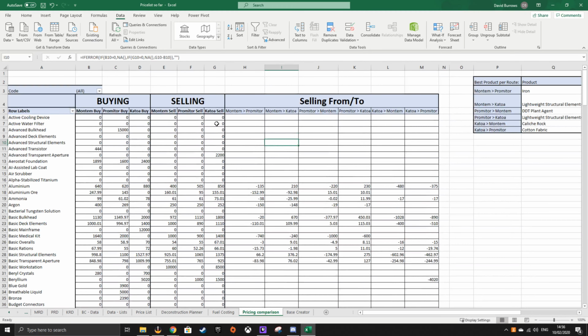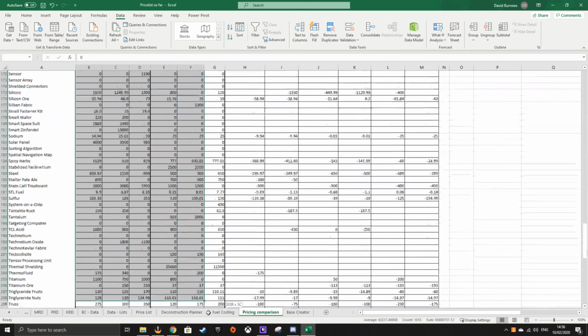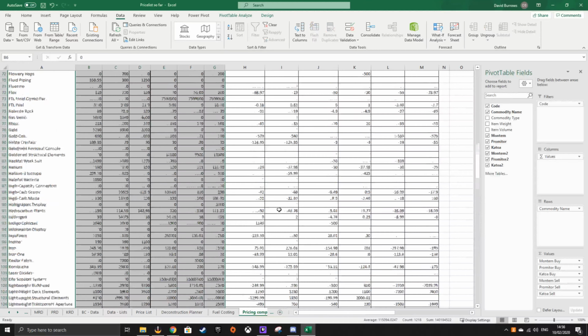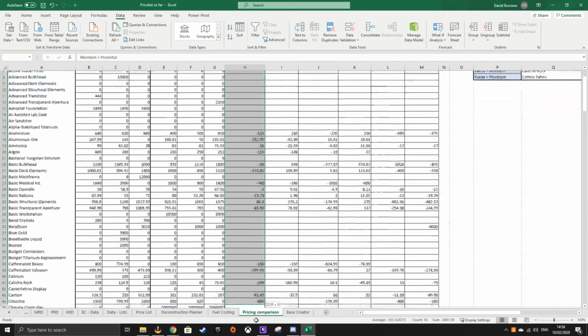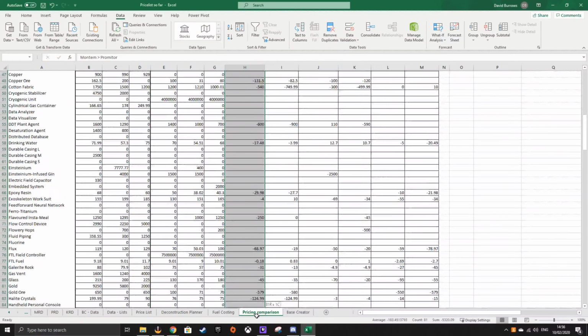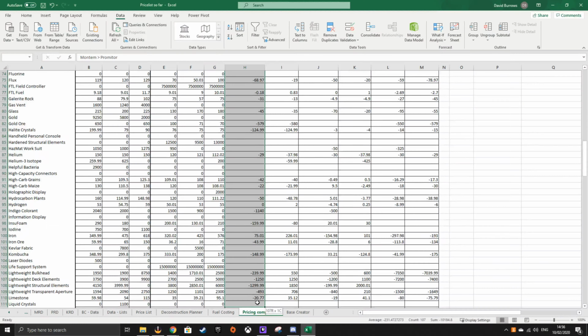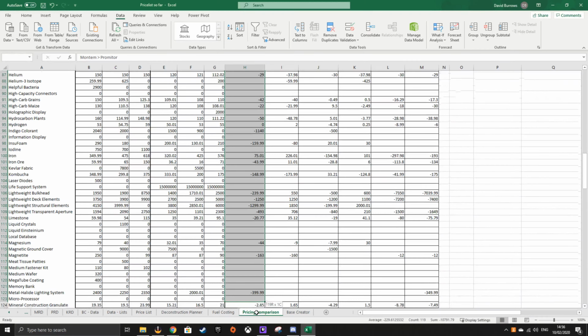It also feeds into this sheet, which is a pricing comparison. What this does is it gives you the buy and sell price and pulls that through from the price list. Nothing particularly special there. But what it also does is it gives you a selling from-to checklist. So these are all of the routes that you can travel from Montum to Prometer, and it shows you the potential profit that you could make from each trade.